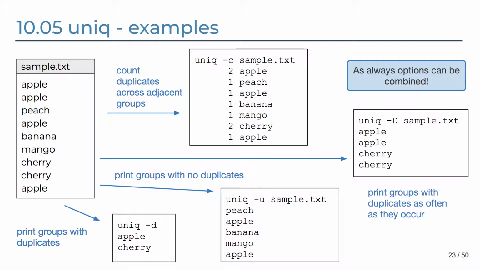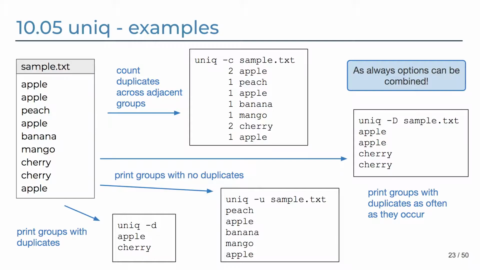Then we have these two more options, -u and -d. -u is basically the complement of -d. So here it wouldn't print apple because it has duplicates, but peach and so on, because they don't have adjacent duplicates. And then we have a variation of -d, which is -D. What that does is it also prints the lines which have duplicates, but it prints them as often as there are duplicates in the file.